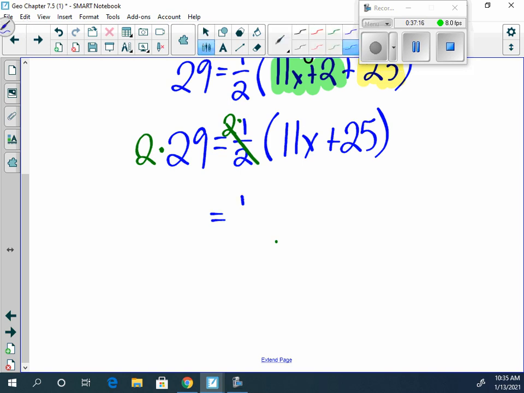And what that's going to leave us with is 11x plus 25. Because we could have multiplied everything inside the parentheses by 1/2 and got the same answer. But it's going to make it a little bit easier if we multiply both sides by 2. Well, 2 times 29, if we plug that in a calculator, will give us 58.